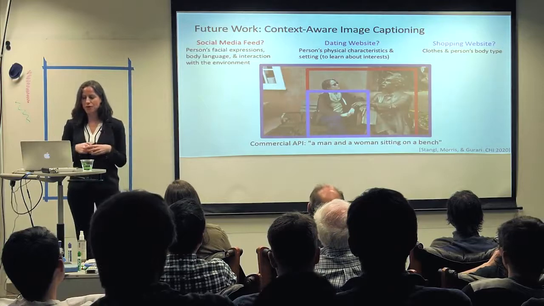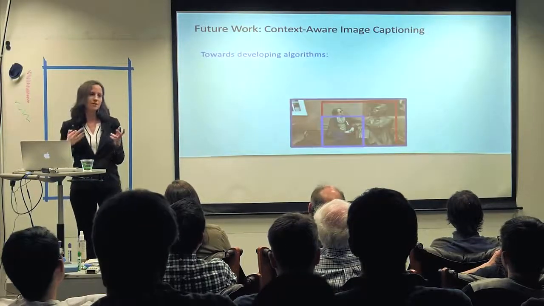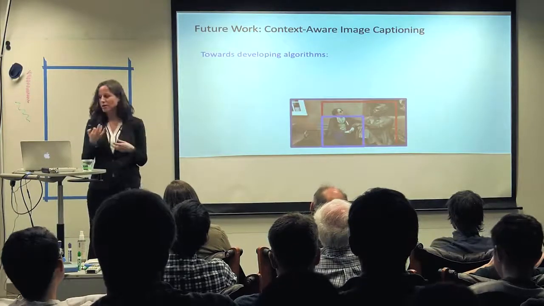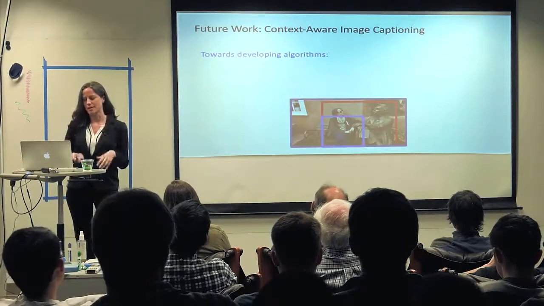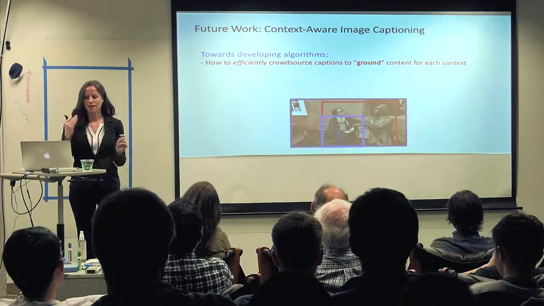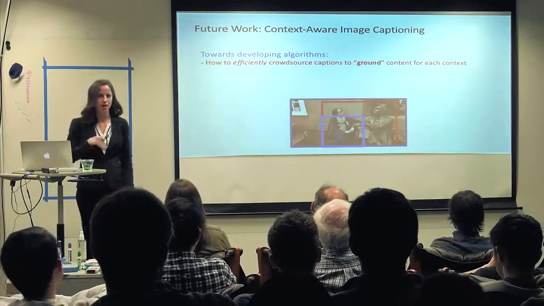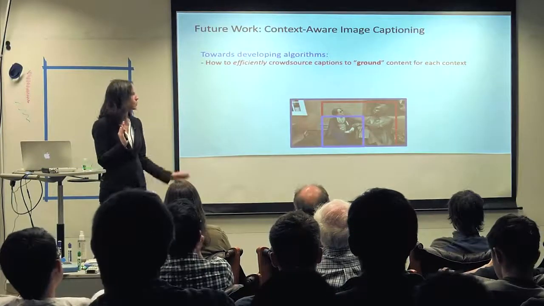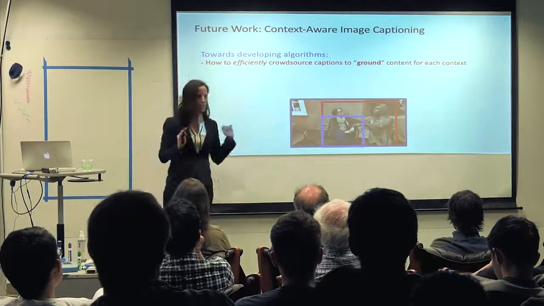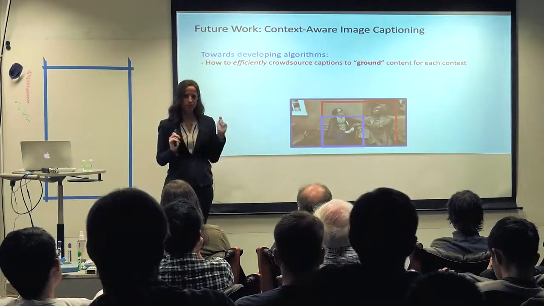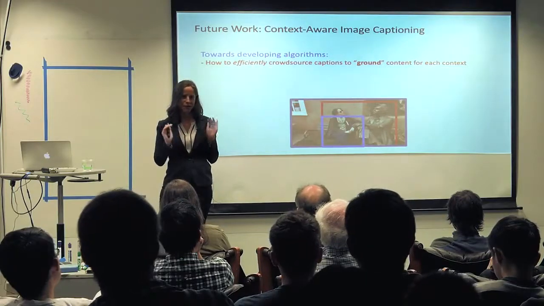And so the goal for this work is to develop algorithms that can move beyond one size fits all and really return the appropriate caption per context. This has a number of key challenges. One is, how do you efficiently crowdsource captions to ground content for each context? When I say ground, I mean put language to actual physical locations. So think the blue region, the red region, or the purple region. To efficiently do that with crowdsourcing is very difficult.